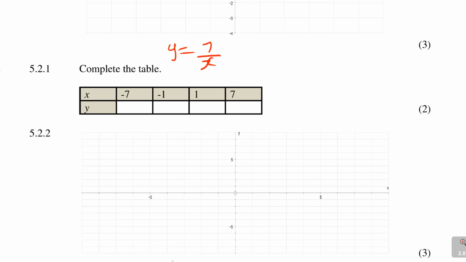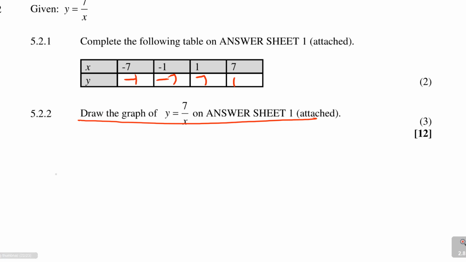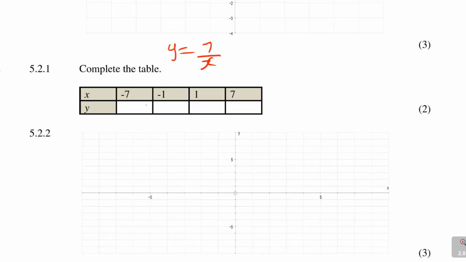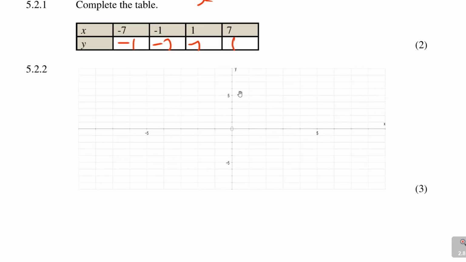Let me just check it there. Yeah, it was 7 over x. So now here I said it's minus 1, minus this is minus 7, 1 is 7, 7 is 1. So they wanted you to sketch it on this.